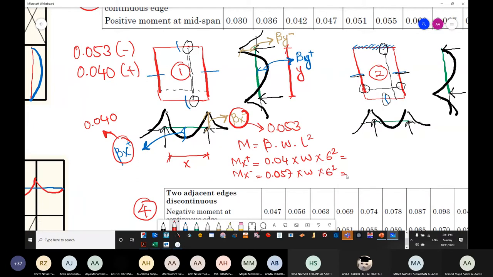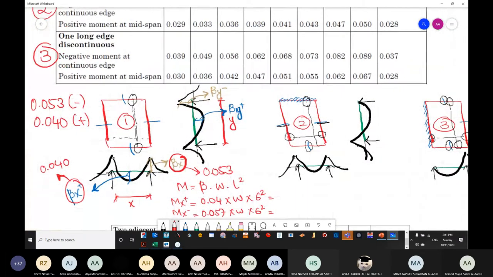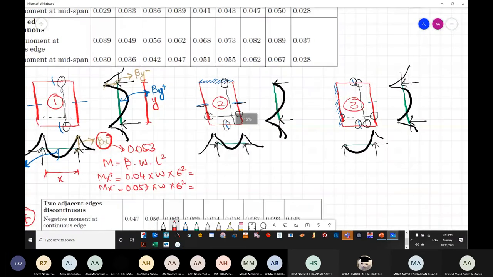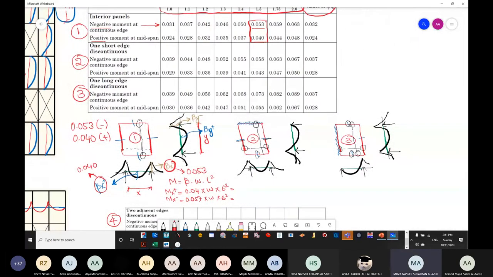Now going for Y, returning back to the same table. Excuse me, sir, you made a mistake in putting the value of beta in the second one. It should be 0.053, not 0.057. Okay, so 0.053.